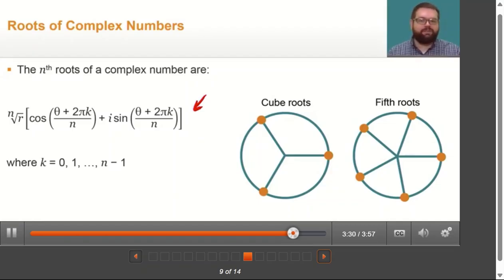The radius of the circle will be equal to the nth root of r, and this image shows how cube roots or fifth roots of a complex number might be positioned around a circle. In these examples, there is a positive real root lying at the polar axis, but that does not necessarily have to occur. It could be that no root lies on the polar axis.